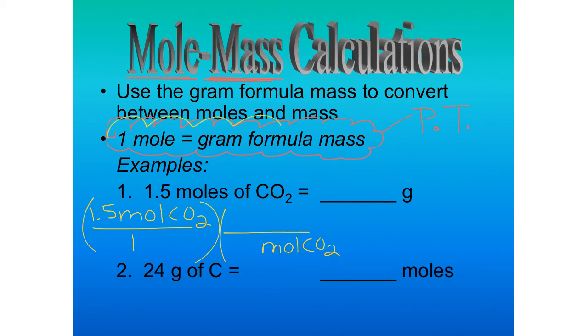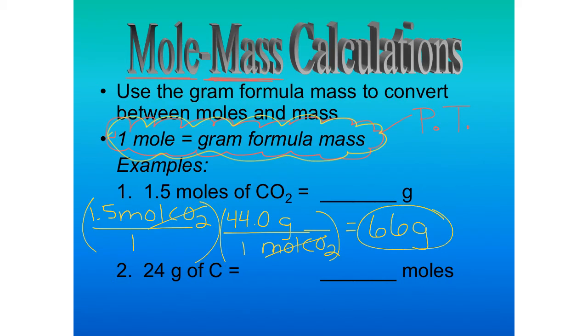Again, our conversion is 1 mole of our substance is equal to its mass in grams off of the periodic table. So we look up carbon dioxide off of the periodic table. Carbon has a mass of 12.0. 2 oxygens would be 16 each, so 32. Together, that would give us a mass of 44 grams. Moles will cancel, leaving us with grams. So we just do 1.5 times 44, and that would give us 66 grams, and that would even have the right number of significant figures.